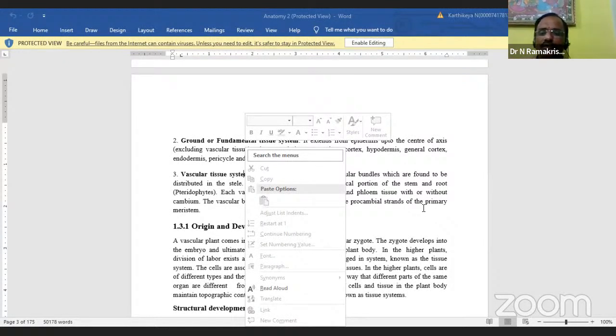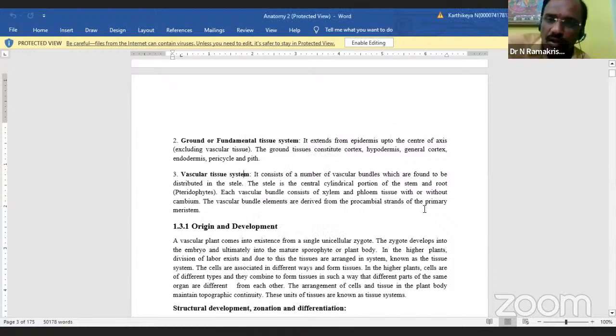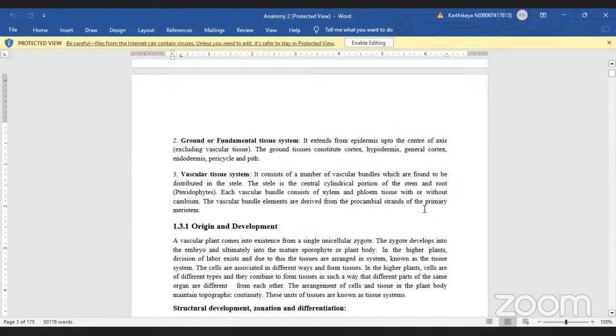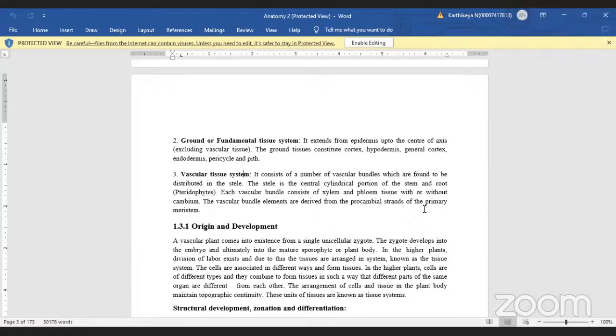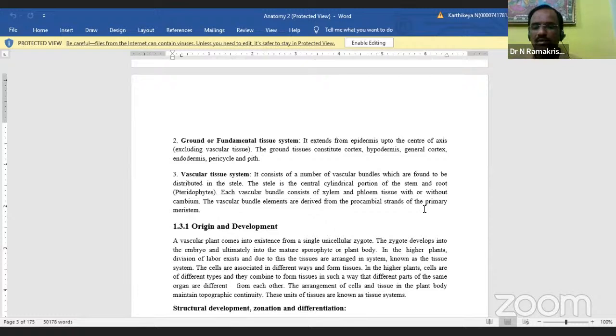So what are the main functions of the endodermis? It acts as a water barrier. The presence of passage cells in the endodermis suggests their role in the passage of water from the cortex to the xylem. So this is the main function of the endodermis.